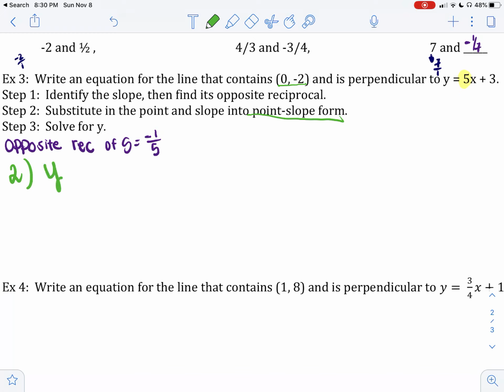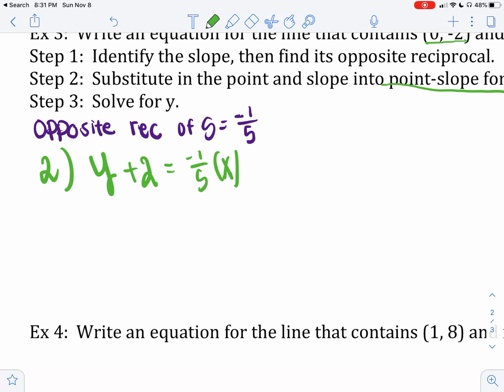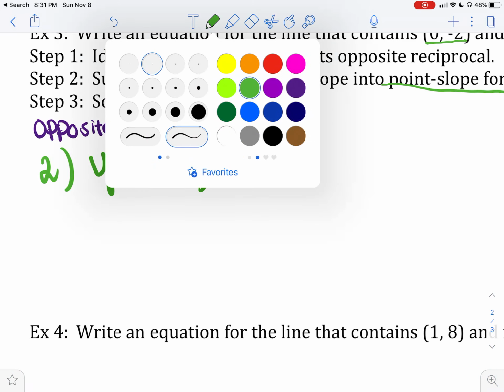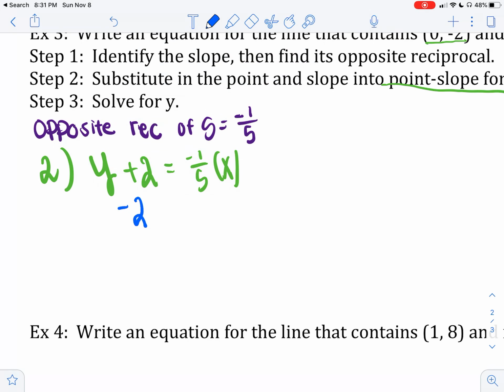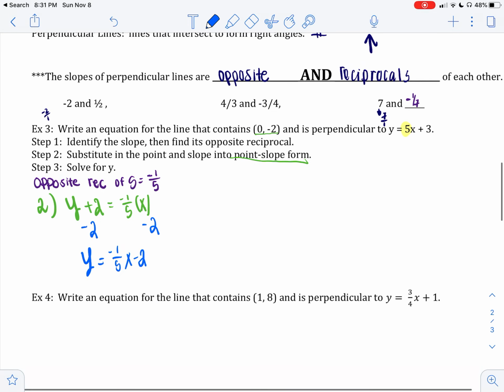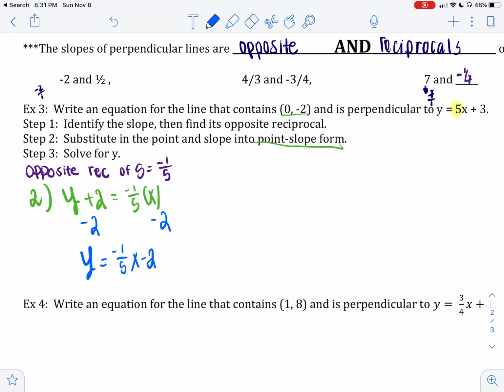So we would have y minus y1. y1 is -2, so we have y + 2 = -1/5, and in parentheses x - 0, and you can just leave that as x. To solve for y, all we need to do is subtract 2. So we end up with y = -1/5 x - 2. This is in slope-intercept form, and it is the line that is perpendicular to y = 5x + 3, and it goes through the point (0, -2).